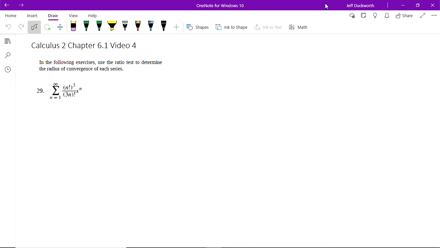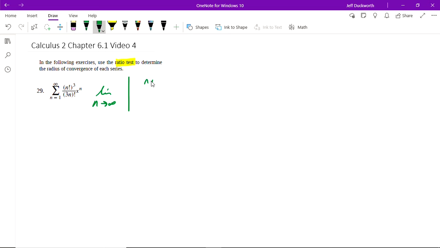All right, in this exercise, we're going to use a ratio test to determine the radius of convergence for this series. Doing one from the next group. So here they tell us to use the ratio test. We've been using the ratio test for the others, but here they give us specific instructions to do so. So let's take the limit as n approaches infinity, the absolute value of what we have, n plus 1.